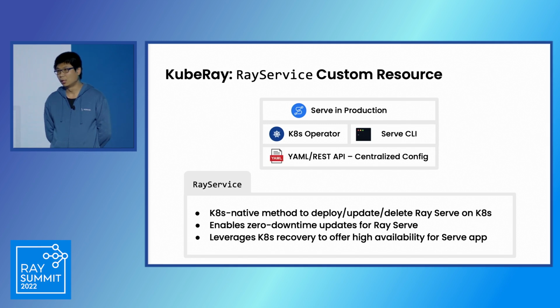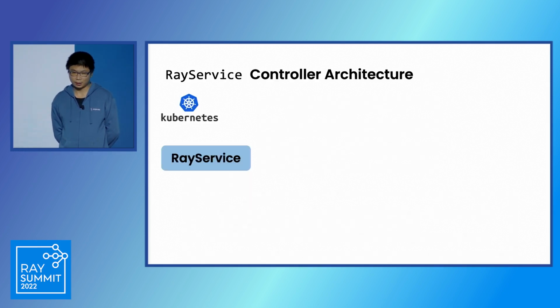It's very simple. And in our operator, we also enable zero downtime upgrades for your Serve application. So when you do the upgrade, it will not go down. It will still serve the production traffic. And we also leverage the Kubernetes recovery mechanism to offer the HA property for your Serve application. So let's take a detailed look at how the Serve operator actually works.